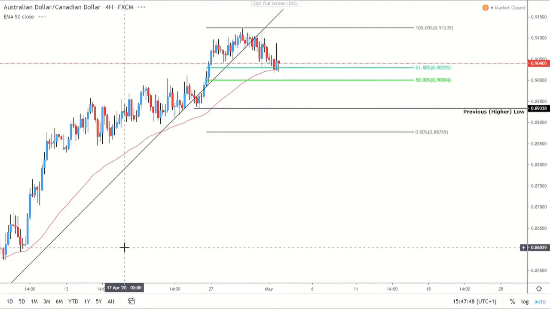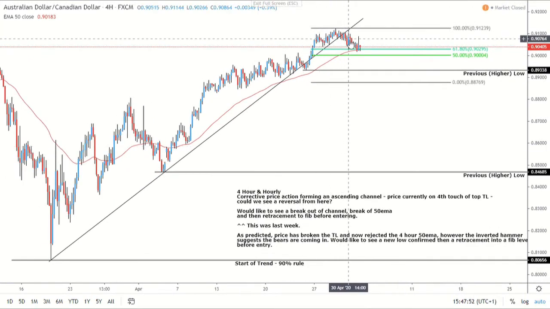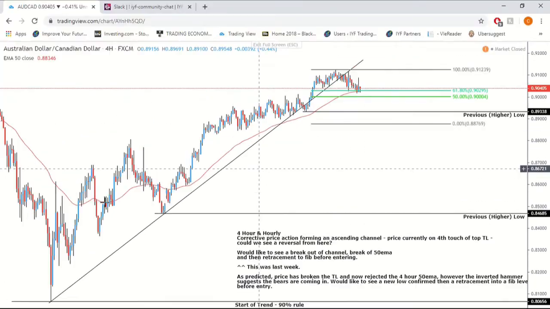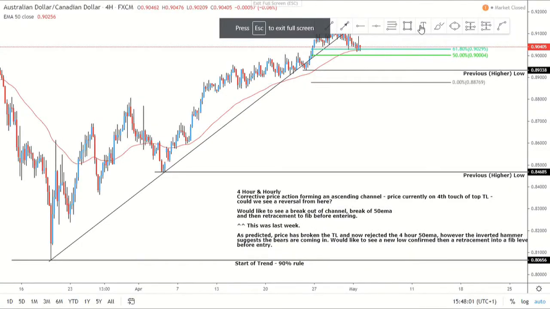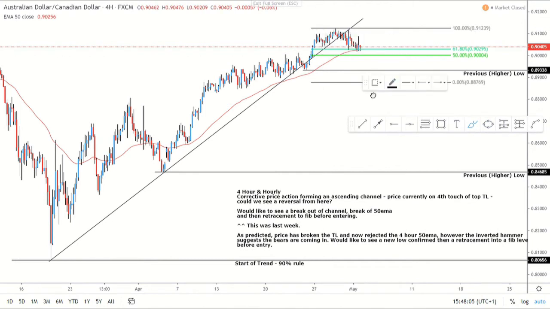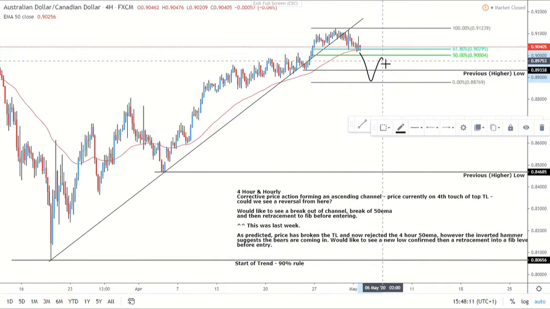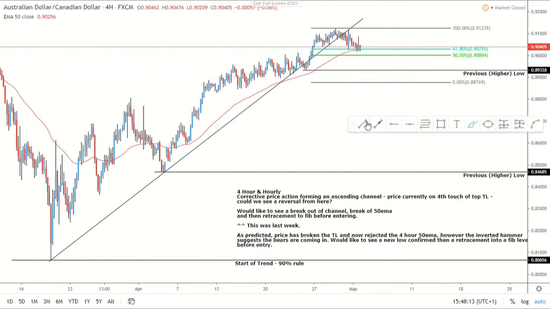And then on the 4 hour, we do have a 4 hour trend line that we can use. We've now broken below that. What I'm looking for is price to come down and make a new low. So something like this, where we make a new low, break below that higher low, retrace slightly, whether it's one of our fib levels or the 50 MA, and then come down lower. So that's roughly what I'd be looking for on Australian dollar CAD.